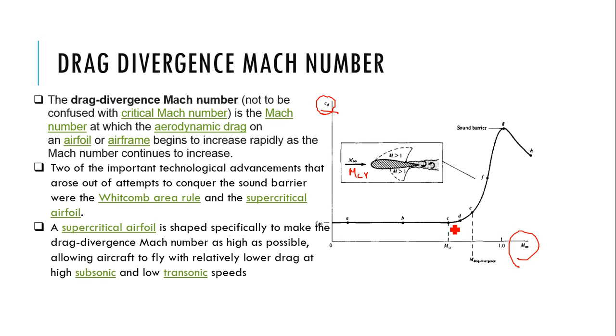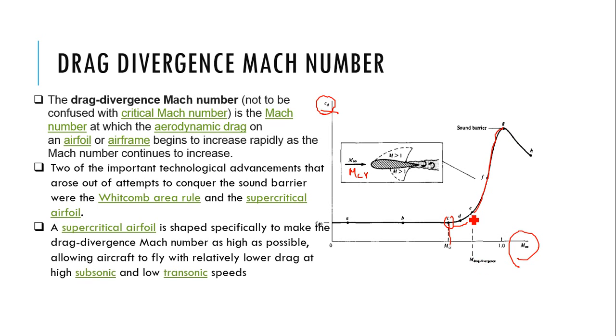That means here we can see the coefficient of drag is constant up to the critical Mach number. After the critical Mach number is reached, there is a small increment in drag. The drag keeps rising up to some point, and after that point it rises at a tremendous level, drastically.